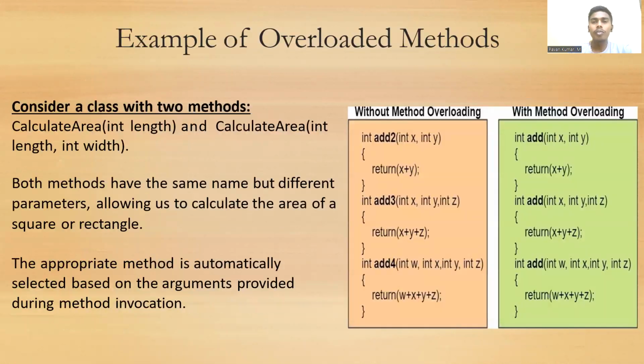And here's an example of overloaded methods. Consider a class with two methods: calculateArea(int length), then calculateArea(int length, int width). Both methods have the same name but different parameters, allowing us to calculate the area of a square or a rectangle. The appropriate method is automatically selected based on the arguments provided during method invocation.